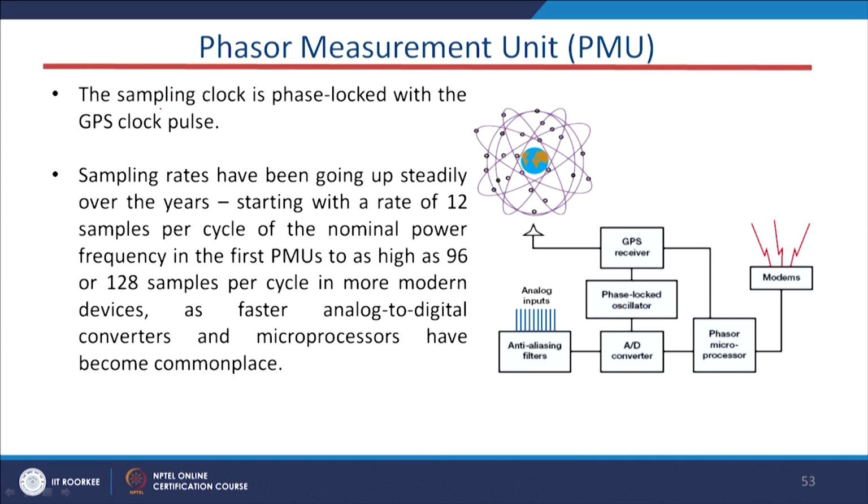Now, if you see, this PMU gets this sampling clock phase locked with the GPS clock pulse. This is very important. This phase locked oscillator and the GPS clock, together they are locked, and only then will this ADC start sampling this analog signal to the digital domain.